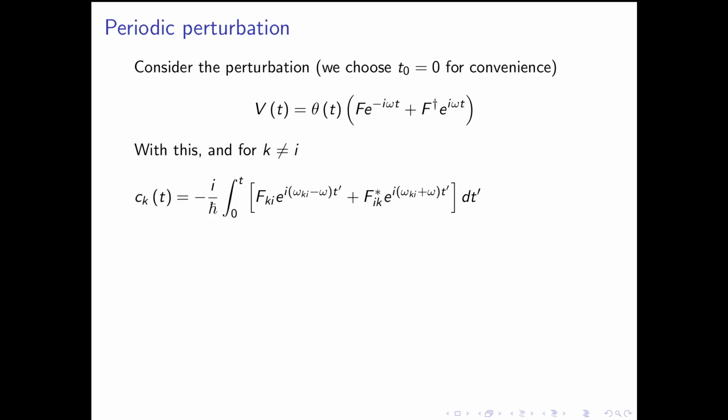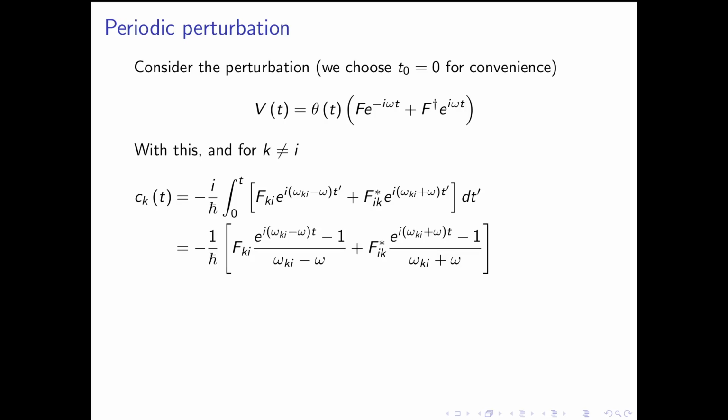Now this integral is trivial to calculate given the fact that F_ki and F star_ik are both constants, time independent quantities. So you can readily integrate this expression to get this form, and this can be further manipulated into a simpler expression by taking out e to the power i by 2 (omega_ki minus omega) t from the first numerator and a corresponding term from the second term as well.